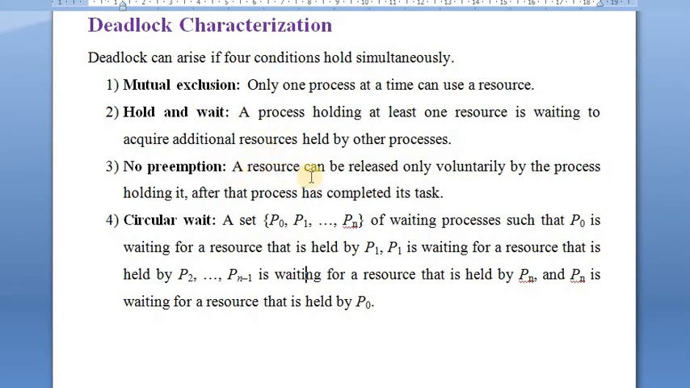Here, a resource can be released only voluntarily by the process holding it, after that process has completed its task. Resource can be released voluntarily. That means you are unable to release the resource forcibly. You cannot release any resource forcibly. It should be released voluntarily by the process which is holding it.